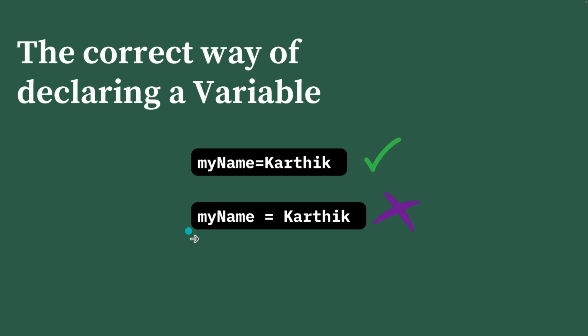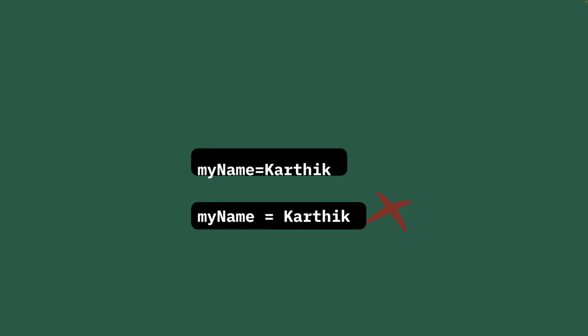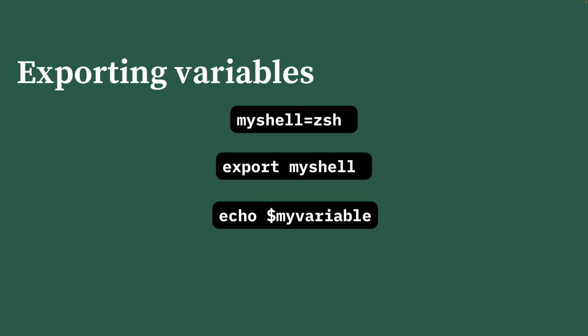Rather, it thinks that my name is going to be a command, equal to is a command, Karthik is a command. So basically all these have to be together. If not, Bash is going to interpret it in a very different way. So that's the reason why you have to give the variable name declaration and a value assignment in this particular fashion. As that said, we can also export a variable using an export command, something like this.